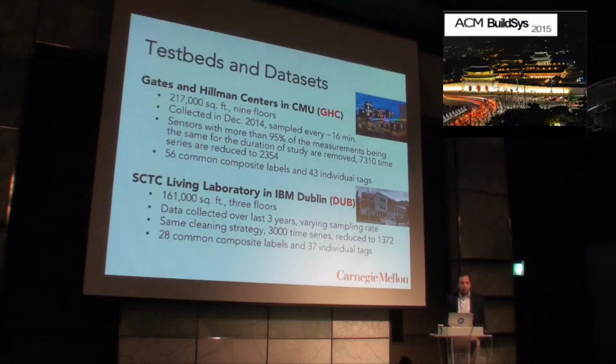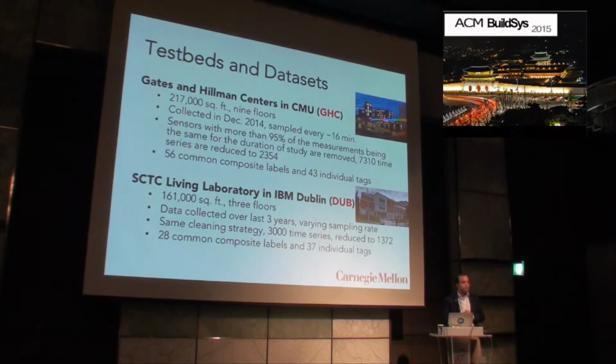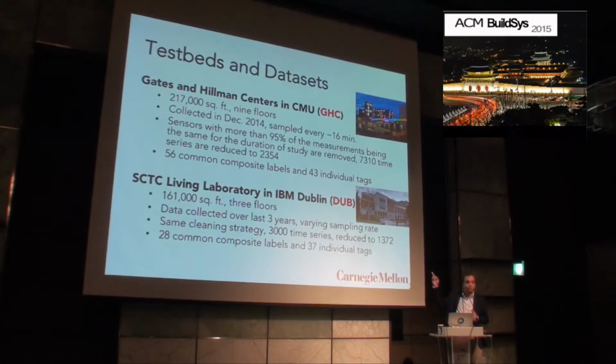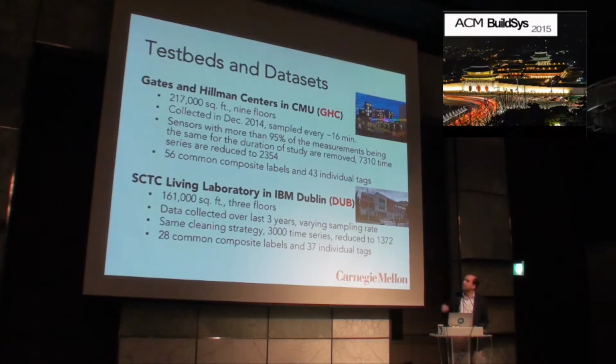All right, so we needed to test this idea somewhere. We used two specific buildings, one on Carnegie Mellon's campus, the Gates Hillman Center, and the other one at Dublin, where Jordan was working. These two buildings are similar in size: 3 floors for Dub, we're going to call it Dub, and for GHC we have 9 floors. A bunch of different sensor points. The main difference is that for this one we have data collected over 3 years at different resolution, and we only have 1 month, actually 2 separate months, for the GHC building, collected at 16-minute resolution.